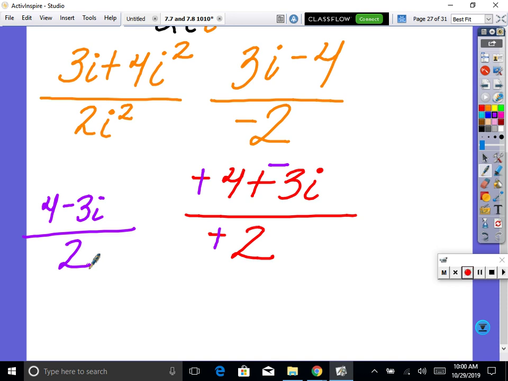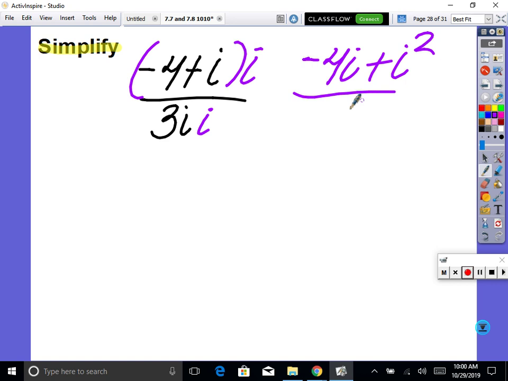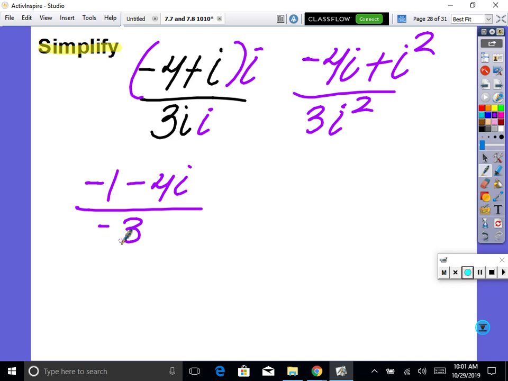Okay. How do you guys feel about that? Okay, awesome. You guys are doing great. Okay, right here, what am I going to do? Times by i. Times by i. I'm going to do it so quick. So then I get negative 4i plus i squared all over 3i squared. So on top, let's reorder in a plus bi form. What's going to be? Negative 1 minus 4i all over... So then don't all of them divide by negative 1? 1 plus 4i over 3.